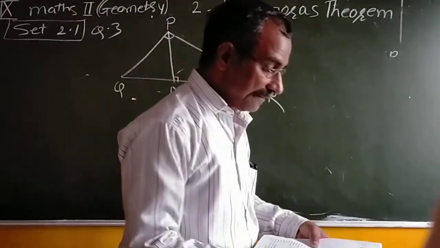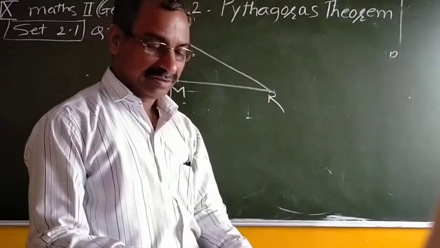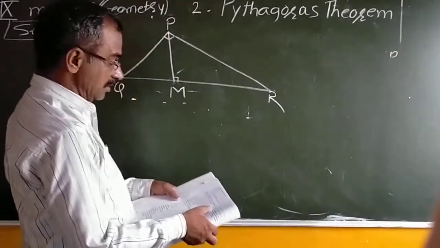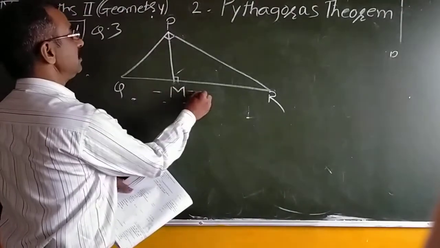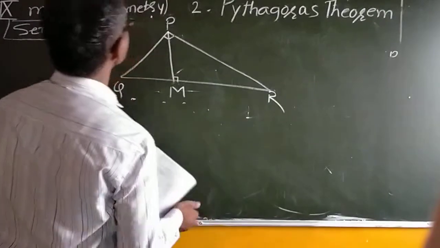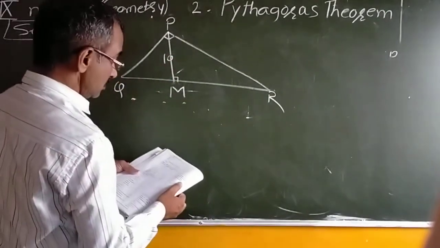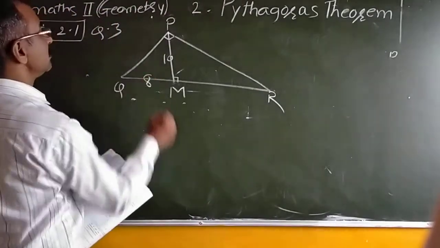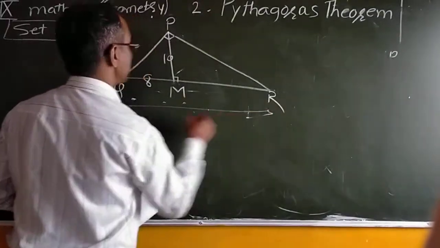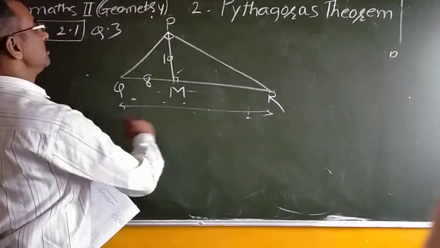Firstly, in the figure, angle QPR is 90 degrees. Segment PM is perpendicular to QR, and M is between Q and R. PM is equal to 10. QM is equal to 8. Then find the QR, this whole segment.